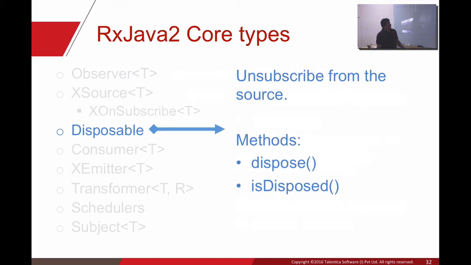And then there is Disposable. It has two main methods: isDisposed and dispose. So before sending some data, it's probably a good idea to see if the subscriber is disposed. Using this, you can unsubscribe from the source and cancel any flow that is in progress.